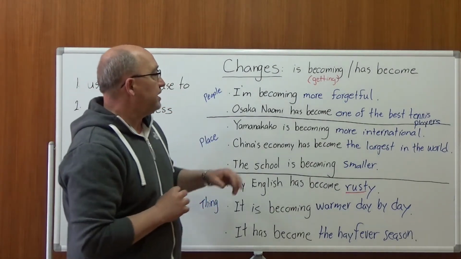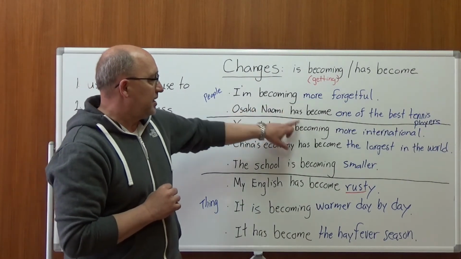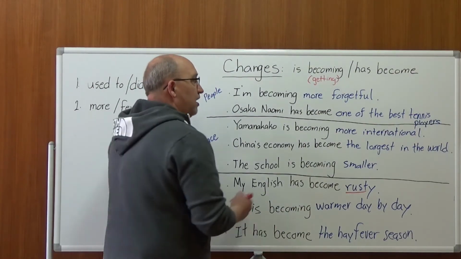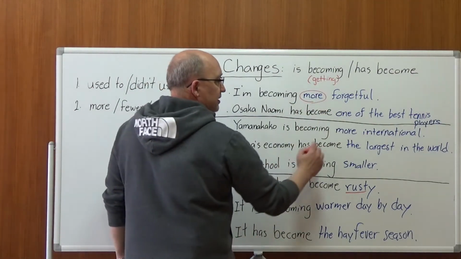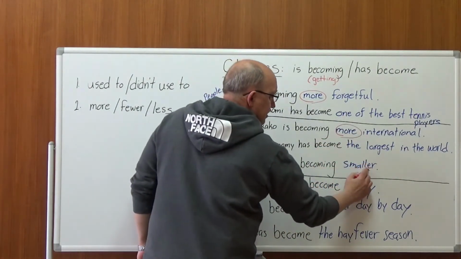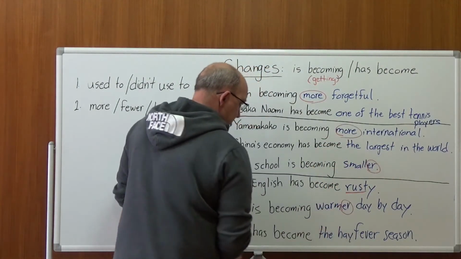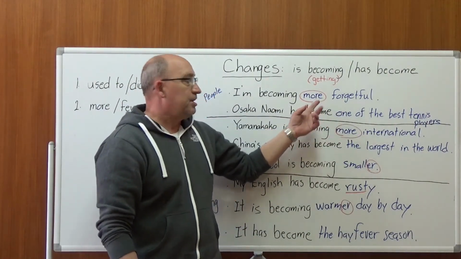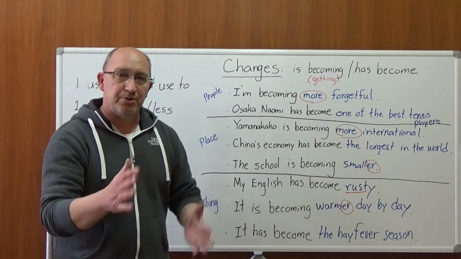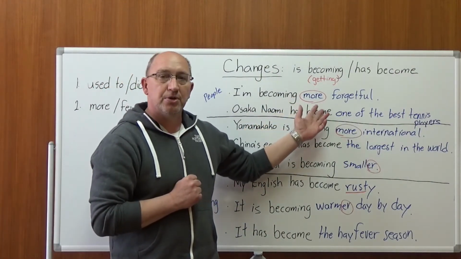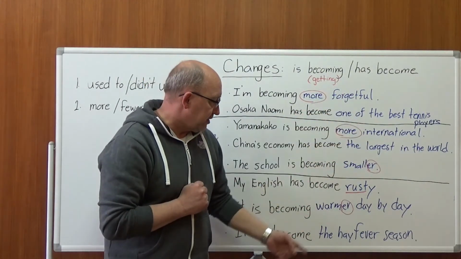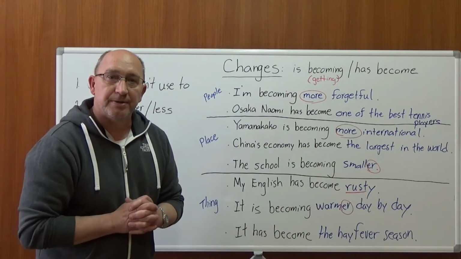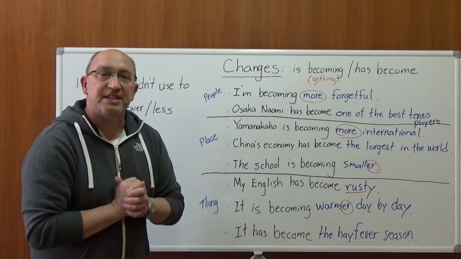Now, as a final point, if you notice in the words here, becoming, in English, they're often going to use this idea. We'll often use the word to compare the past to now. So they'll often use the pattern more forgetful or more international, or using the ER pattern, smaller, warmer. It's often used in that way.